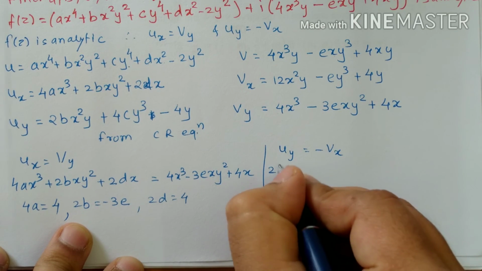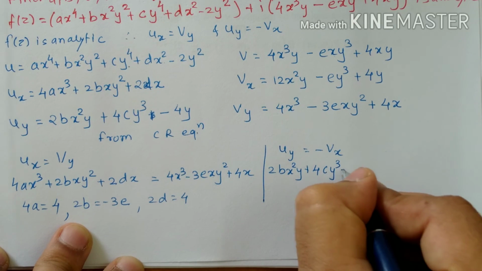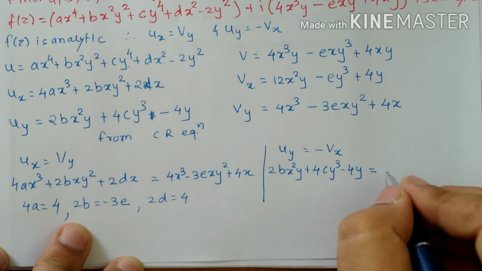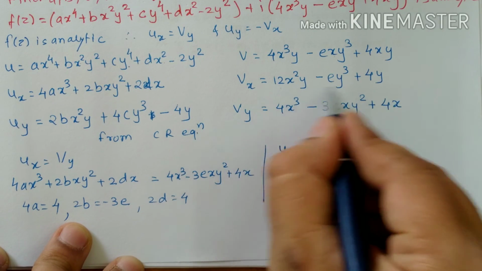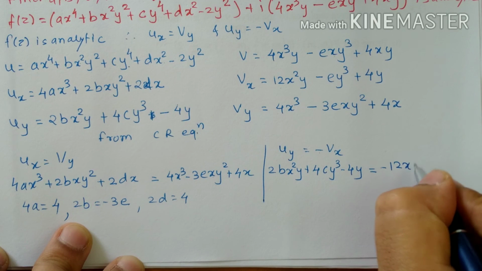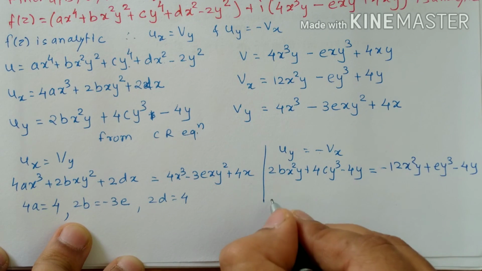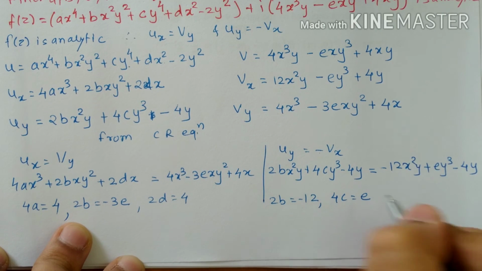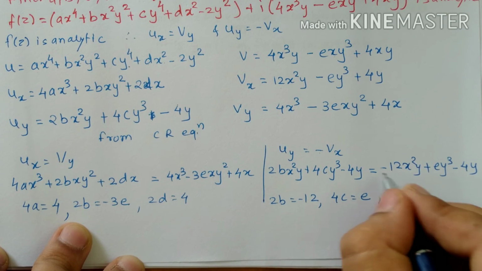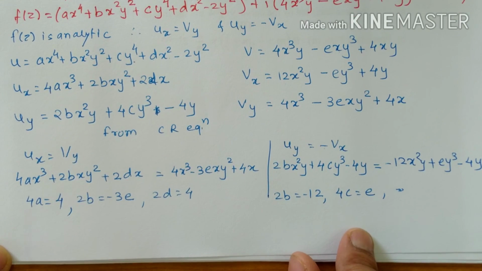Okay. Now, uy is equal to minus vx. So, uy is 2bx square y plus 4cy cube minus 4y is equal to minus vx. I am giving this minus sign to all the terms of vx. So, we get minus 12x square y plus ey cube minus 4y. Again, comparing both sides, we get 2b is equal to minus 12, 4c is equal to e, and then minus 4 is equal to minus 4. Okay, leave it. So, these are the equations we are getting.